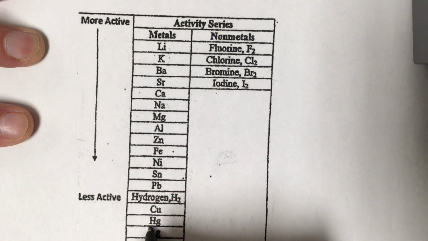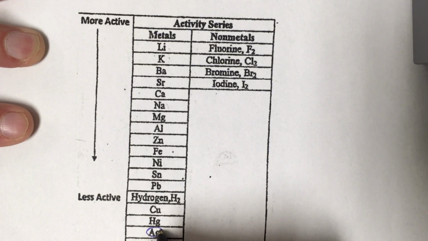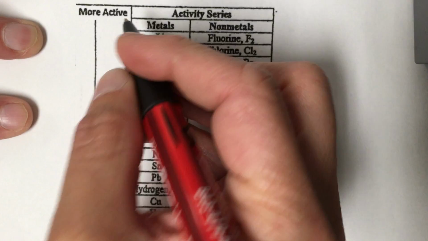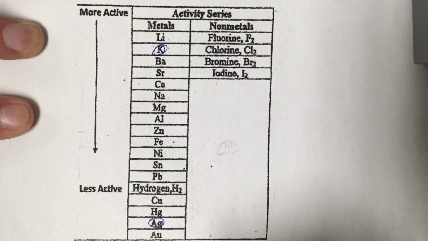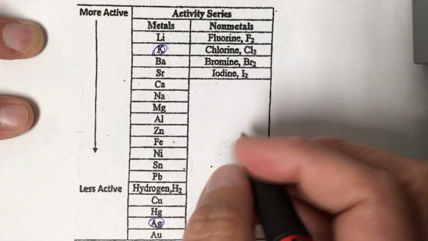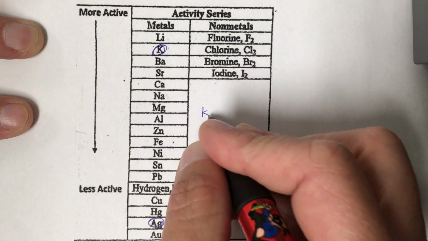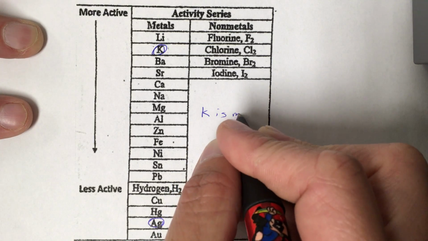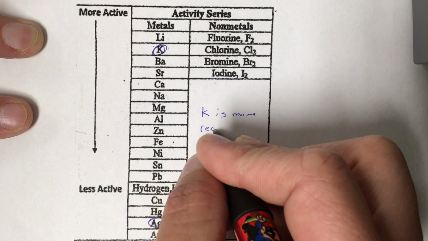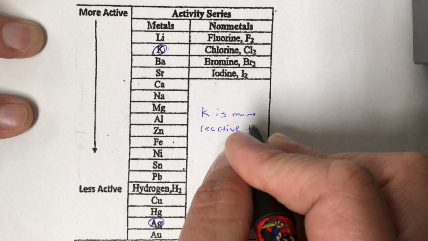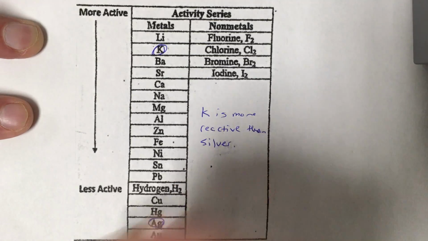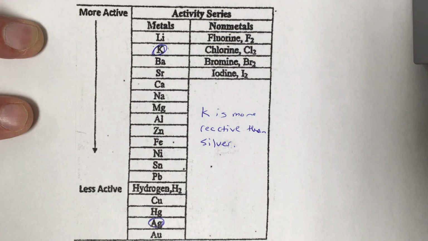Silver is down here towards the bottom, and potassium is up here towards the top. As you can see on the side, the more reactive ones are at top, the less reactive ones are at the bottom. So what this is telling us is that potassium is more reactive than silver. Potassium is more reactive than silver.